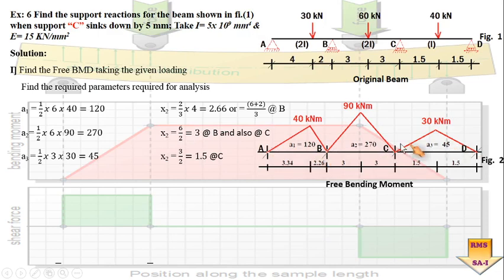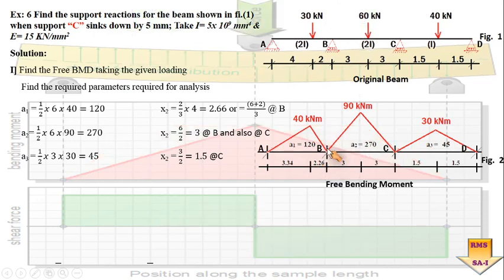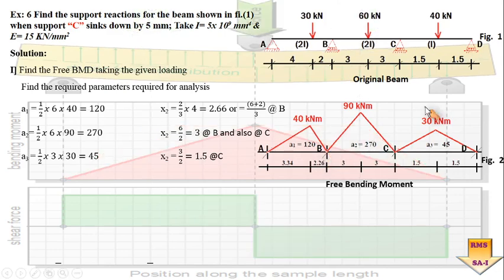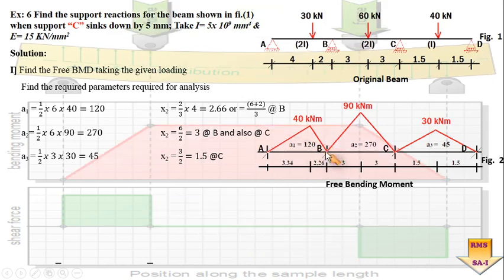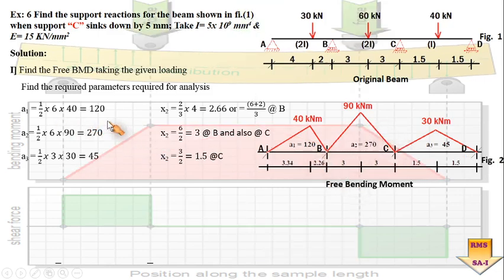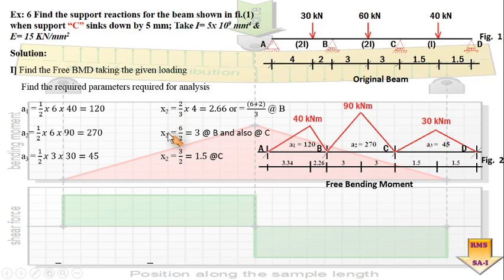So A1, A2 and A3 are the areas, whereas x1, x2 and x3 are also worked out. As a habit, I know that I have to work out the values of x1, x2 and x3 about the center of the span under consideration. So when I am considering the span ABC, I have to work out the value of x1 about point B, and when I am considering the other span BCD, the value of x is to be found out about point C, that is the center of the spans under consideration. So here I have worked out from this free bending moment diagram A1 x1, A2 x2 and A3 x3. These are x1, x2 and x3.